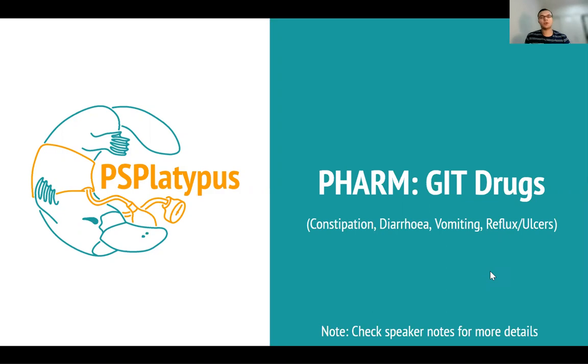Today, we're going to be having a look at some pharmacology, focusing on all the drugs you have to know for your gastrointestinal conditions. So we're going to be focusing on medications that are going to be used to treat constipation, treat diarrhea, vomiting, or nausea, as well as reflux and ulcer disease.